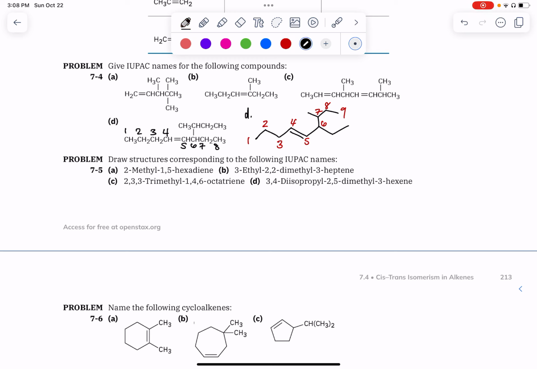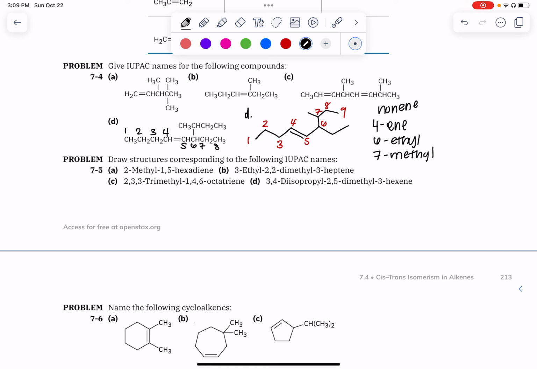Okay, and we have nonane or nonene, and we have that 4-ene, and then it looks like we have a substituent on 6, right? 6 has an ethane, sorry, or an ethyl, and 7 has a methyl, 7-methyl. And so now we can name this.